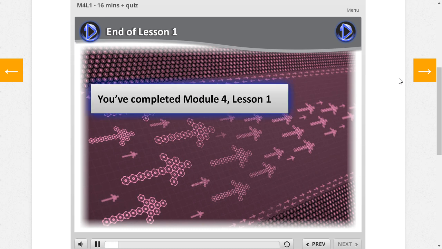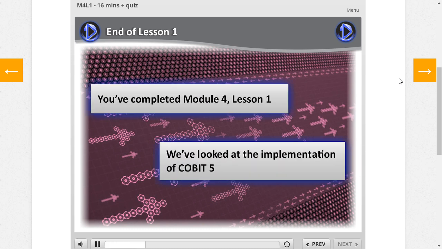For revision purposes, you will find a table in the study guide that presents the phases and components of the continual improvement lifecycle in an easy-to-read format. You should study this before taking the exam.